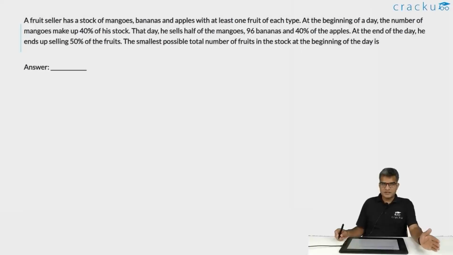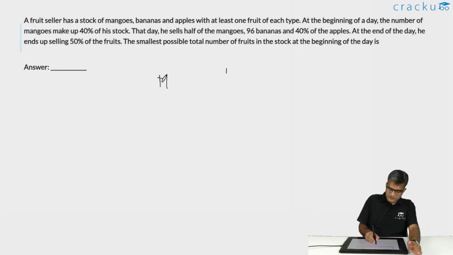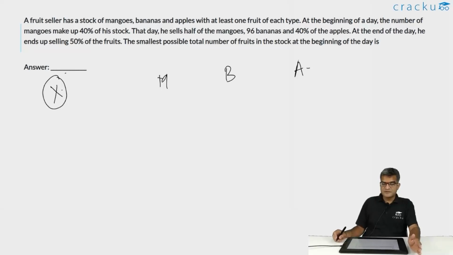In this question, we are told that there is a fruit seller. He has a stock of mangoes, he has a stock of bananas, and he has a stock of apples with at least one fruit from each type. At the beginning of a day, the number of mangoes made up 40% of his stock. If you assume that the total number of fruits is x, the total number of mangoes at the start is 0.4x. That day, he sells half of the mangoes. So the number of mangoes he sold is 0.2x.